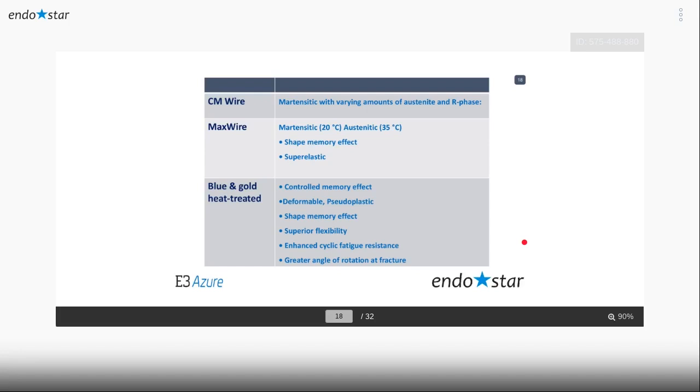The Blue and Gold heat treated files have these nice properties. It's very flexible. It's highly resistant, as we talked about the curve before. It has high resistance because it's mainly martensitic at body temperature or at room temperature. So it can resist cyclic fatigue, can resist torsional fatigue up to a limit, and has superior yield strength in relation to the austenitic nickel titanium wires.